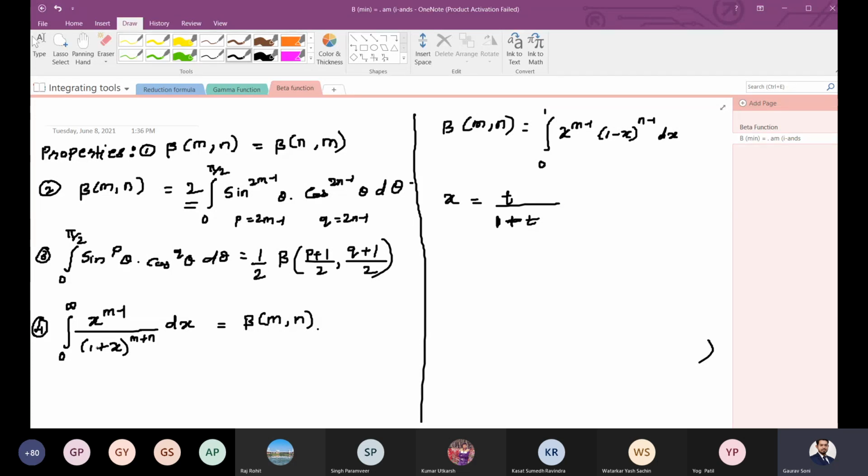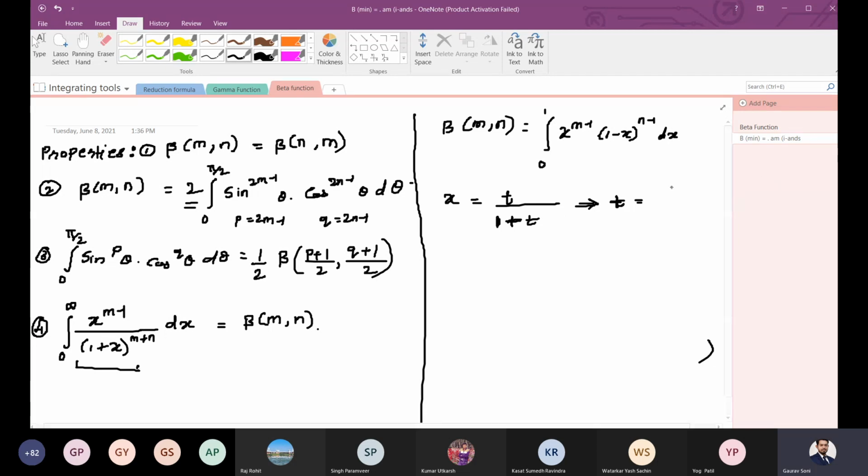So if you start with this expression and think what I will have to substitute, you will have to look at this term. You need to get this x upon 1 plus x. That's why we are substituting t upon 1 plus t. So if you simplify this, you'll get the value of t.